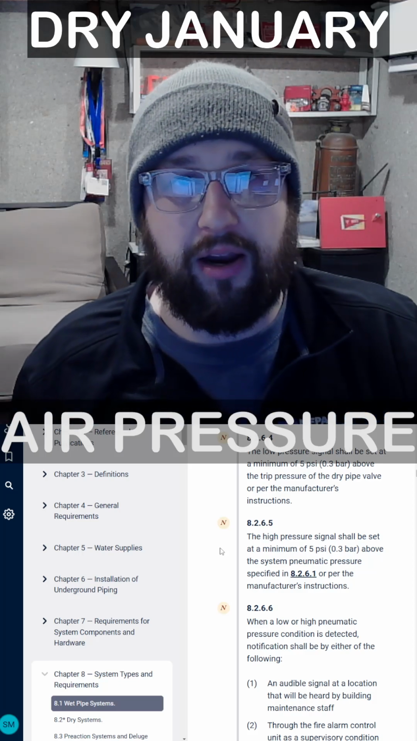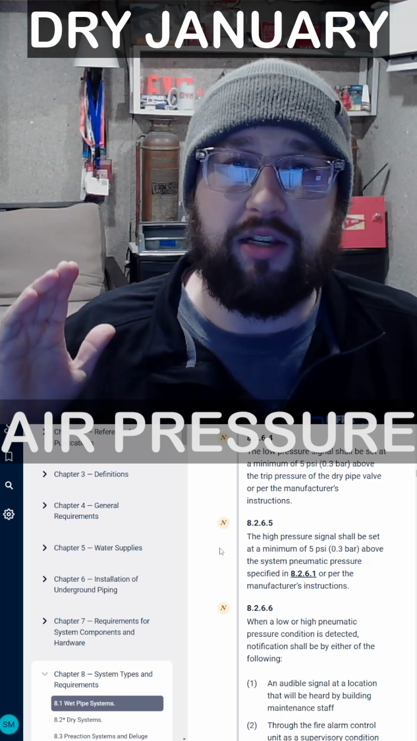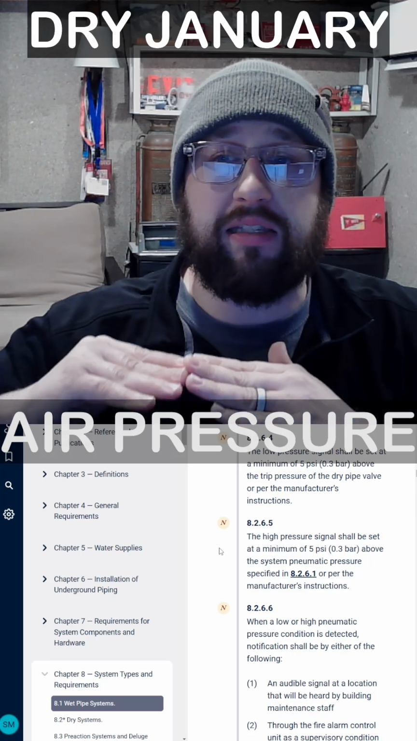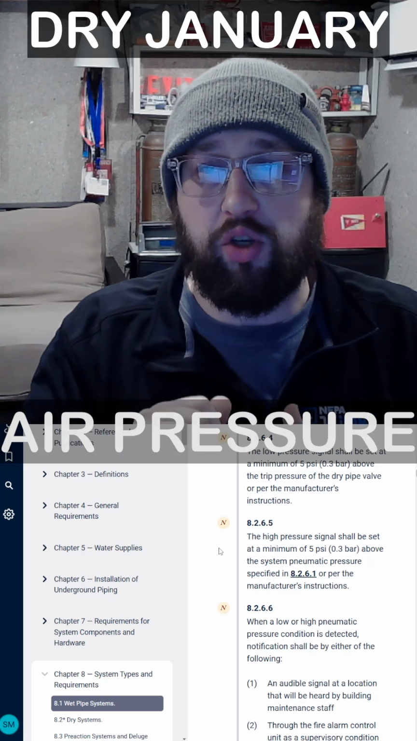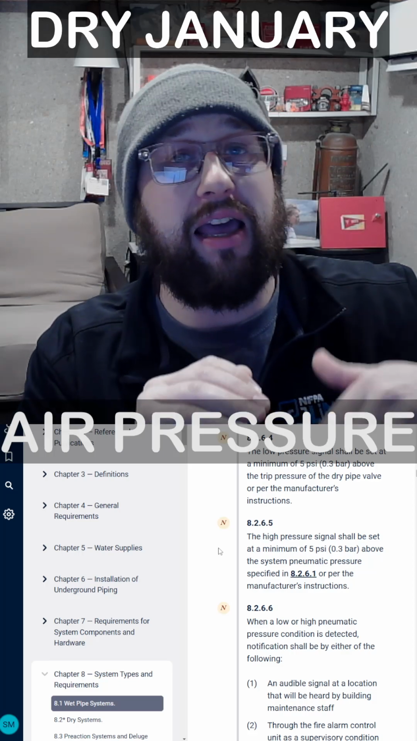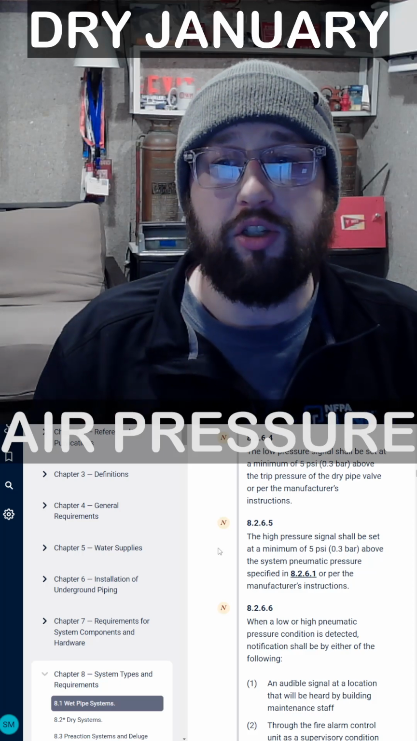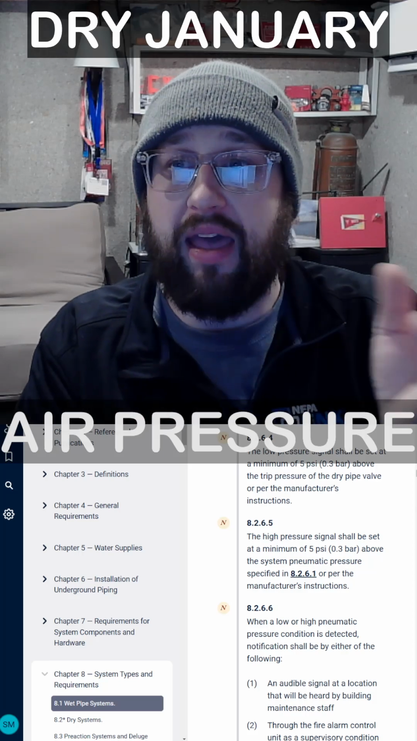Typically, we're going to be using the fire alarm control unit and an air pressure switch. We need to get a supervisory signal when the air pressure drops to a minimum of 5 psi above the trip pressure. And then we want a high pressure supervisory signal if we're at least 5 psi above the system air pressure. So those are some things to pay attention to when determining what we need for that pneumatic system air pressure.